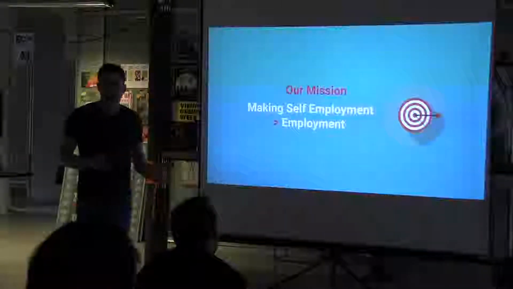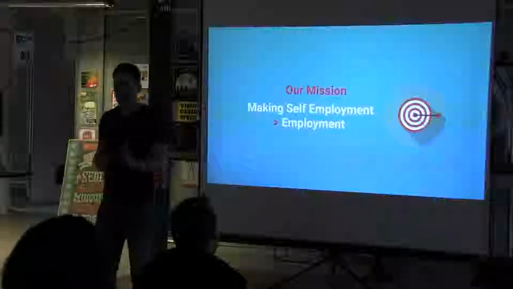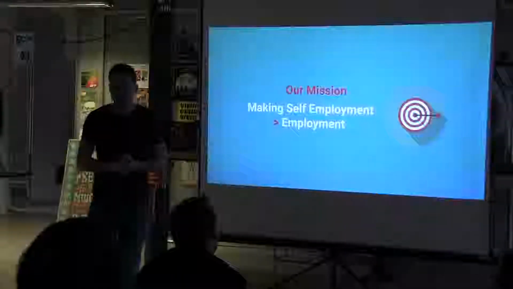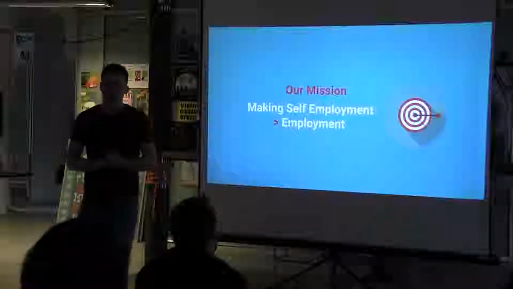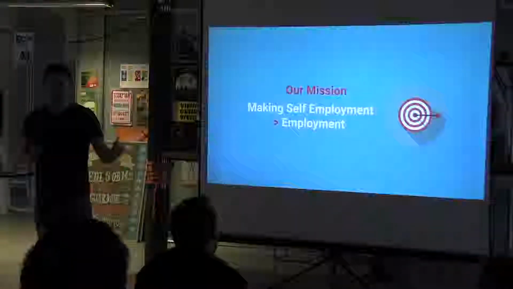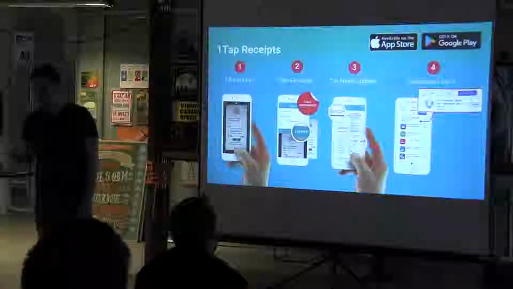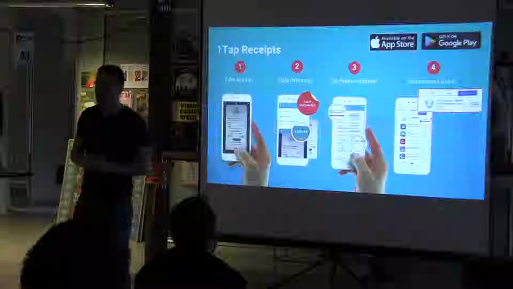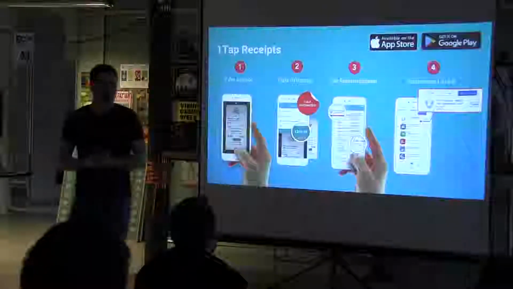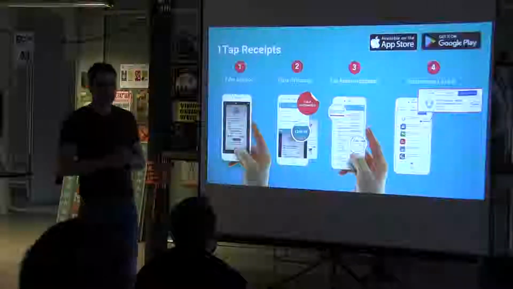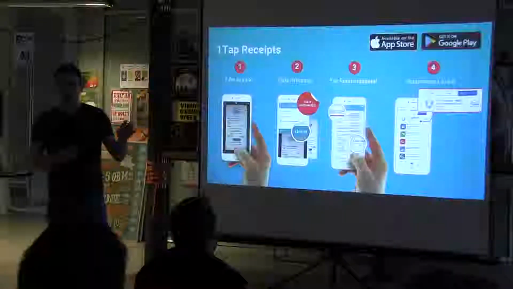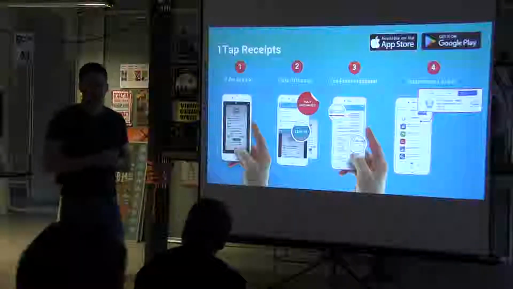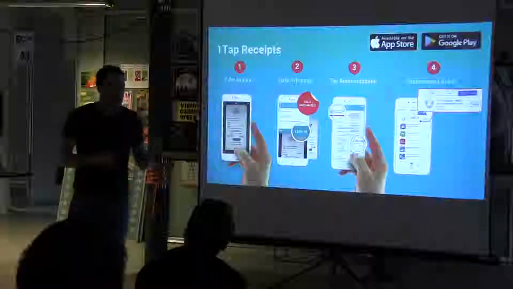So our main goal is to make self-employment better than employment. To achieve that, we're going to build multiple apps, a suite of apps that will help self-employed to make their life easier. Our first app is OneTap Receipts, which is basically an expense tracking app, where the user can take a photo of their receipt, and we extract the expense, vendor name, and so on for him, and we also fill in his tax return.